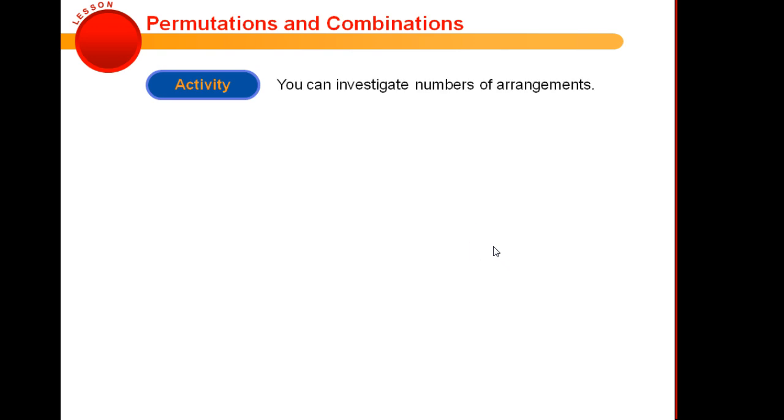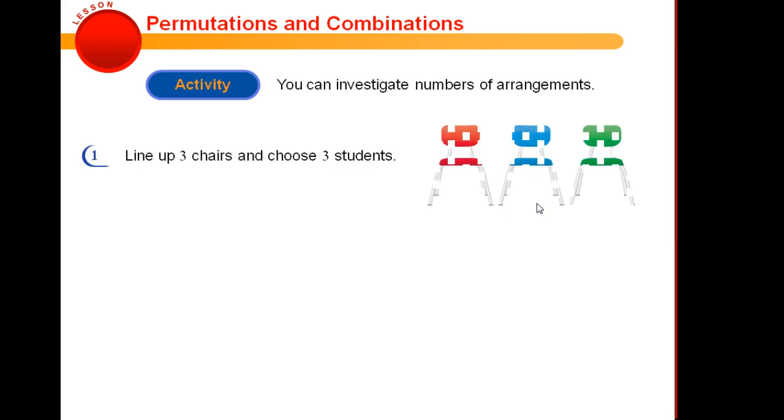So let's start off with an activity, sort of an example of when we might use a permutation. And I'm going to change this a little bit. The activity they've given me talks about the number of chairs. We have 3 chairs and we have 3 students. I'm just going to use the chairs, so I'll walk you through what this activity is like, and then I'm going to adjust it a little bit.